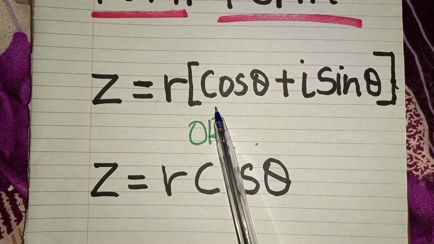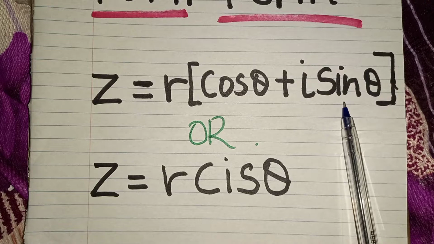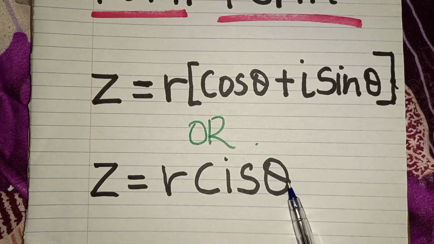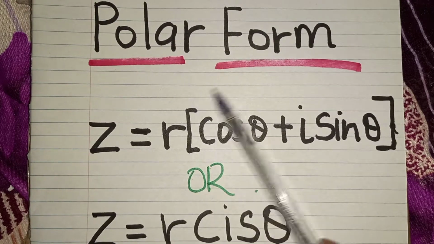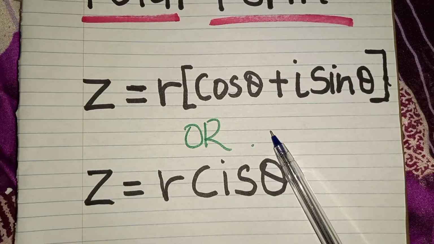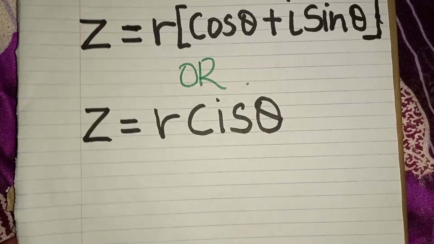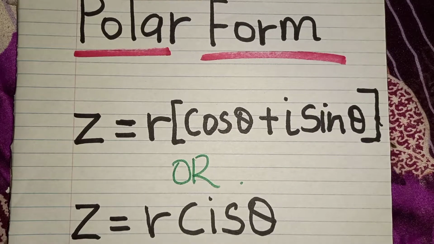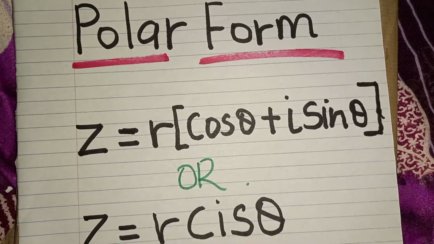So C stands for cos, I stands for imaginary, and S stands for sine. So all this can be written as r cis theta as well, and both of these are known as the polar form. Now when you are given a complex number in the form z is equal to a plus bi, you can write that complex number in polar form. Now we're going to do an example.